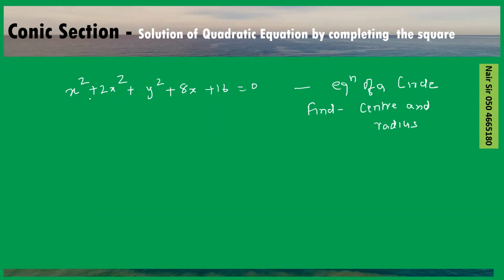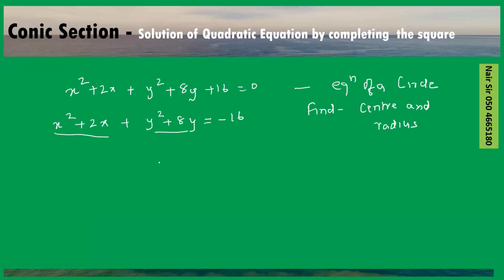Now notice one thing, that this particular equation is in the form of a quadratic equation. Okay, there is one error which I have made. This should not be x, it is y. And this should not be x squared, it is x. Now, can I write this as x square plus 2x plus y square plus 8y is equal to minus 16? Look at this and look at this.